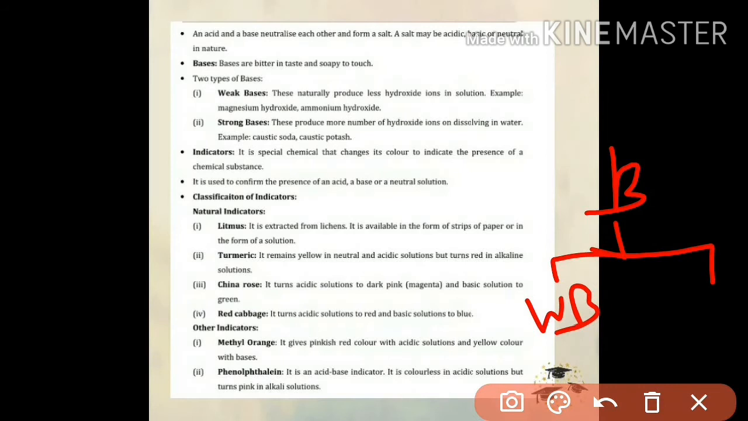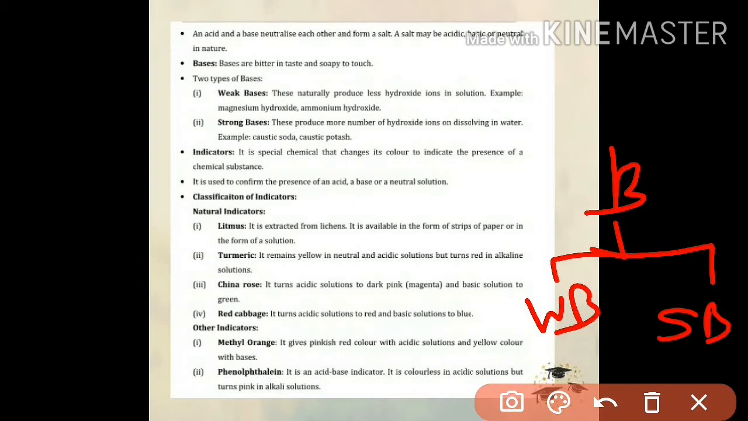So what is a weak base? These naturally produce less hydroxide ions in solution. Example, magnesium hydroxide, ammonium hydroxide. And the second type of base is strong base. I am referring to strong base here as SB. So what is a strong base? This produces more hydroxide ions on dissolving in water. Example, caustic soda, caustic potash.